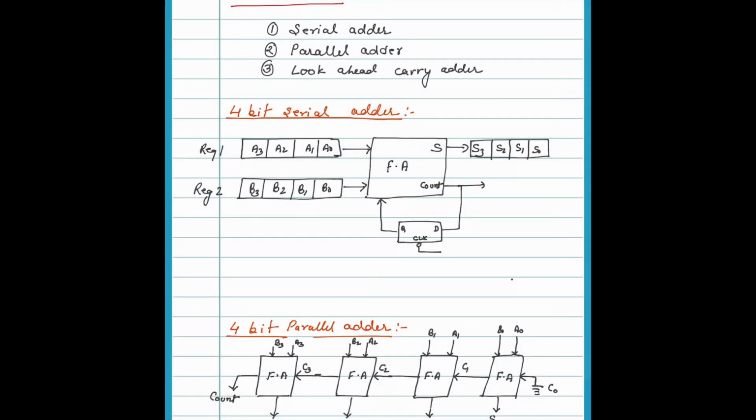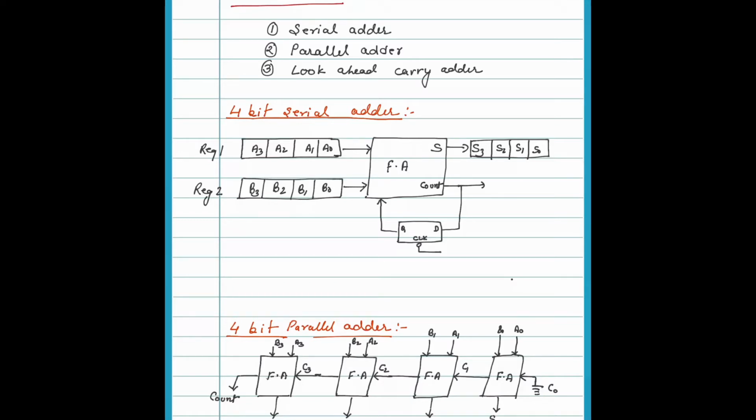Hello friends, we have discussed in the last lecture half adder, full adder and the combinational circuit definition. So today we will discuss n-bit adder. The n-bit adder is of three types. First is serial adder, second is parallel adder, third is look ahead carry adder. First we will discuss the 4-bit serial adder.